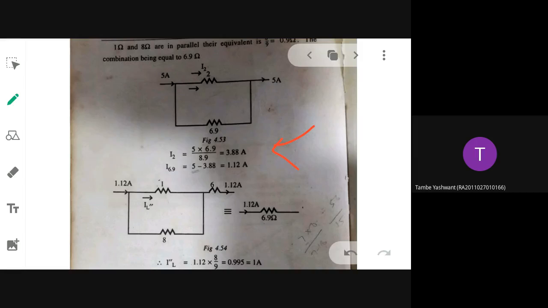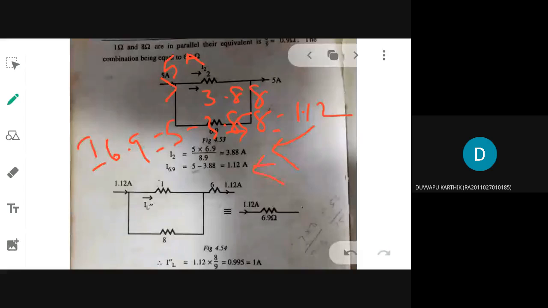What is the current through the 2 ohm? You are getting 3.88. Then what is the current through that 6.88? This current is 3.88. If I want to find out the current flowing here, the total current is 5, so the current through 6.88 is 5 minus 3.88. So the current will be 1.12.